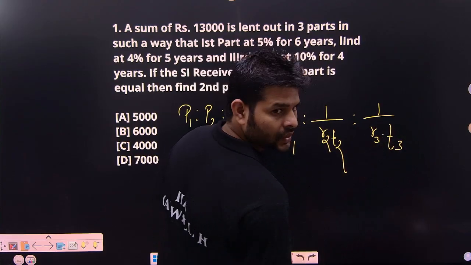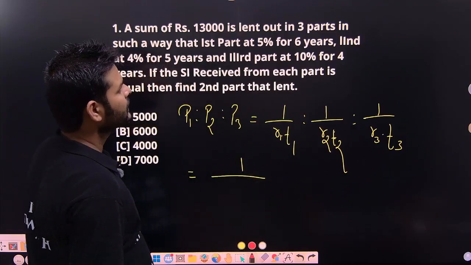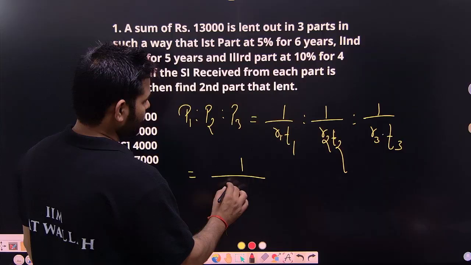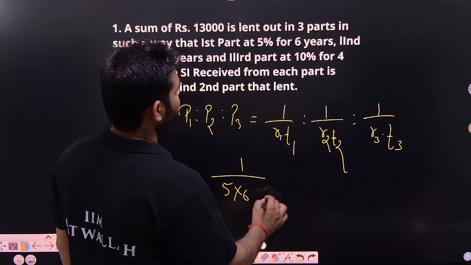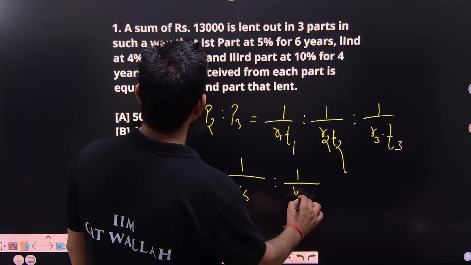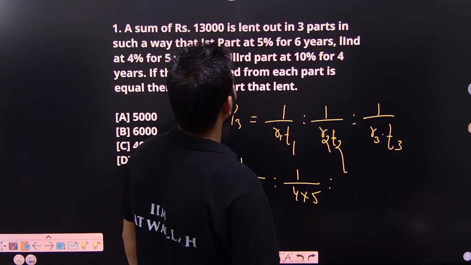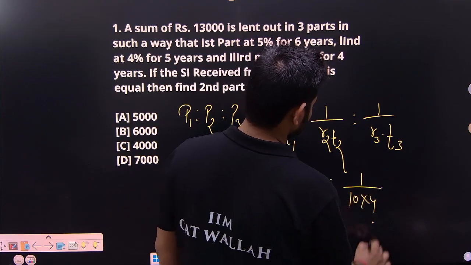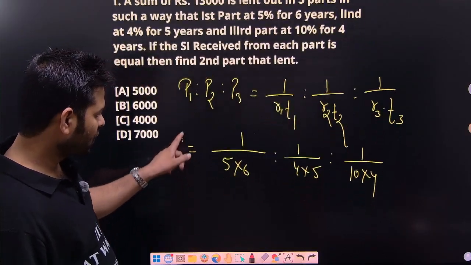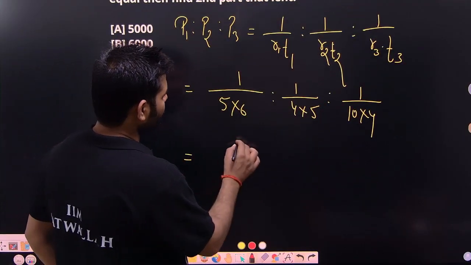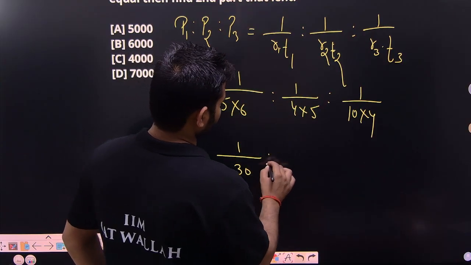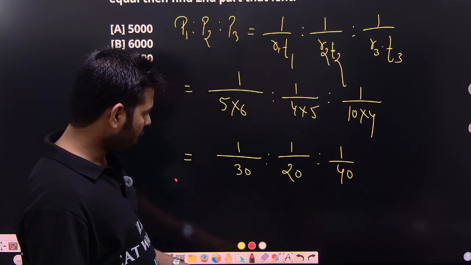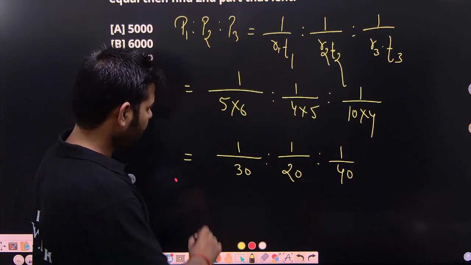That's it. So the first part has been given at 5% for 6 years, the second part at 4% for 5 years, and the third at 10% for 4 years. From here you will get the ratio of P1, P2, P3, that would be 1 upon 30, 1 upon 20, 1 upon 40. Now you know how we equalize the ratio.